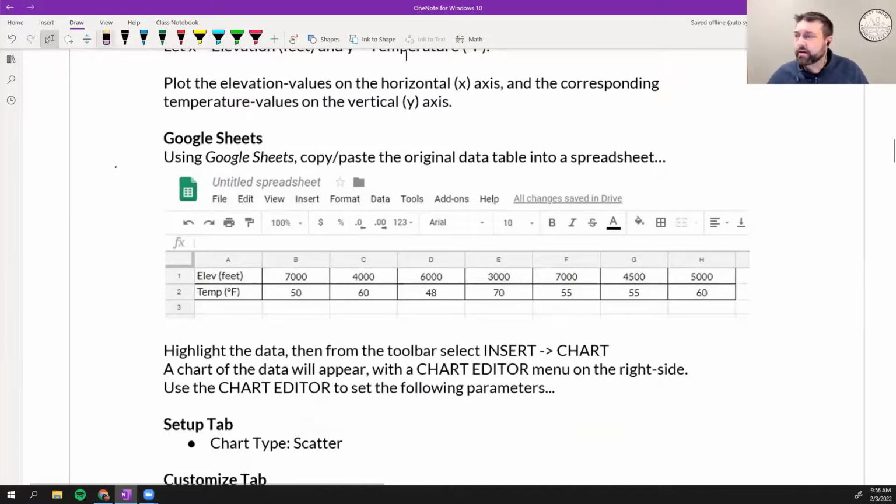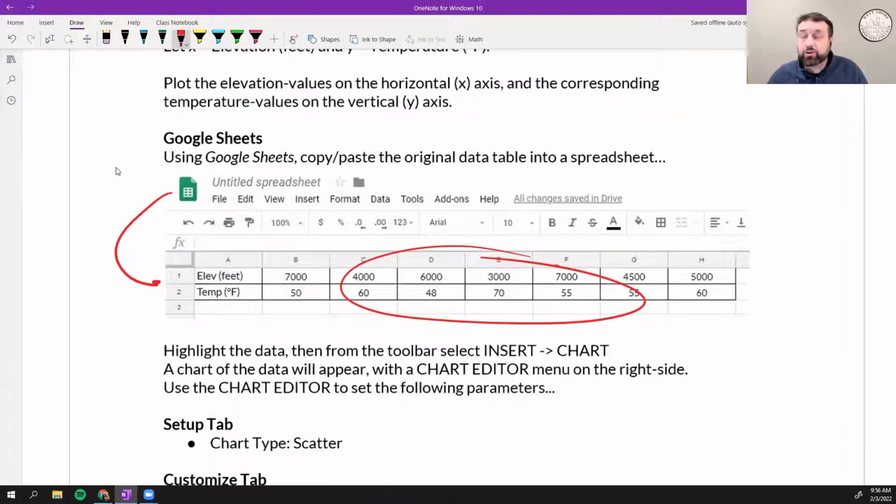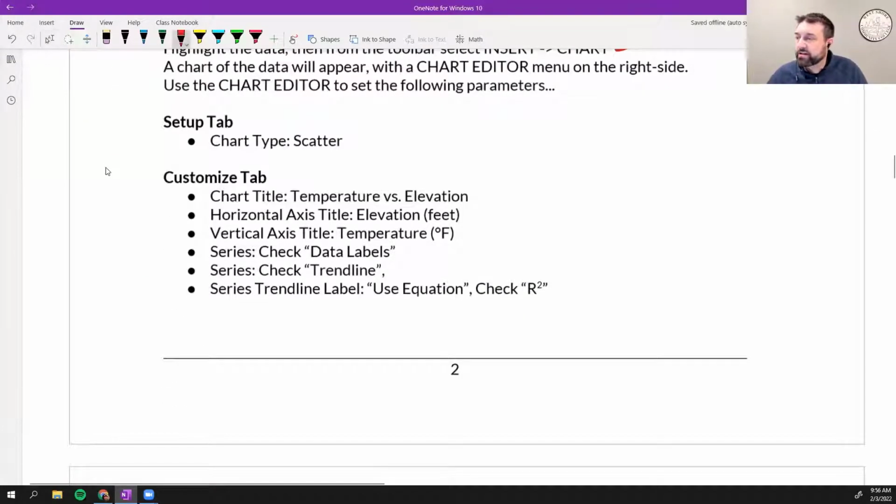You would take your data and plug it into a Google Sheet, and it looks something like this. Here's my data in a Google Sheet. Then you go to Insert Chart, and you select a scatter plot. We're going to do this in a little bit. This is the activity that we're going to show you. Then you do the standard things that we've talked about before: you give the chart a nice title, you put labels on the axes, maybe you put data labels in there, and of course, a background color.